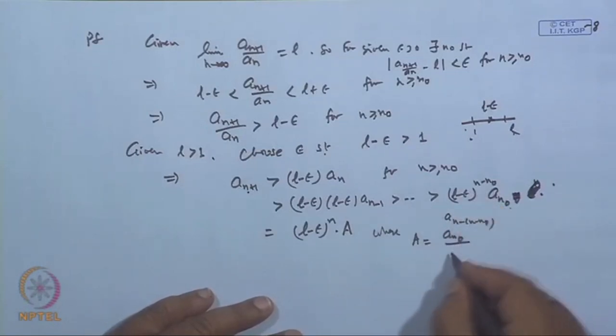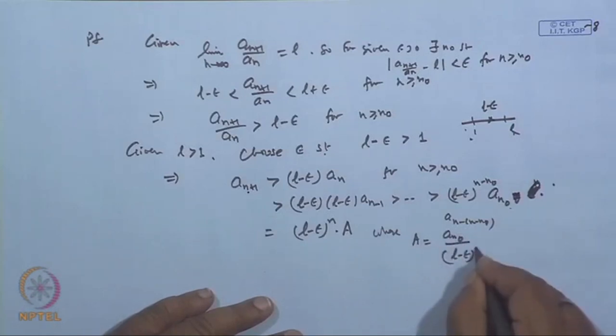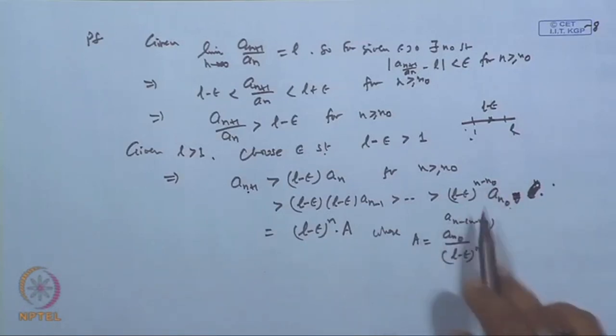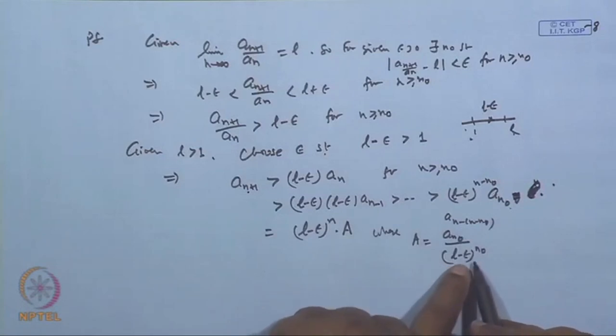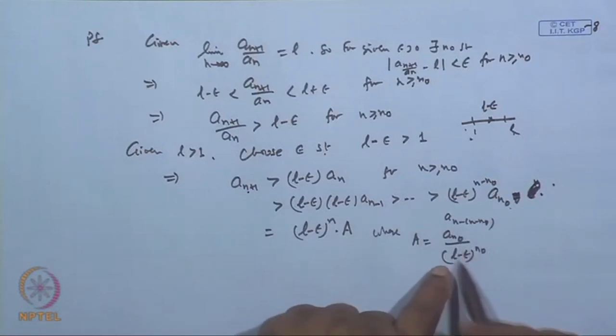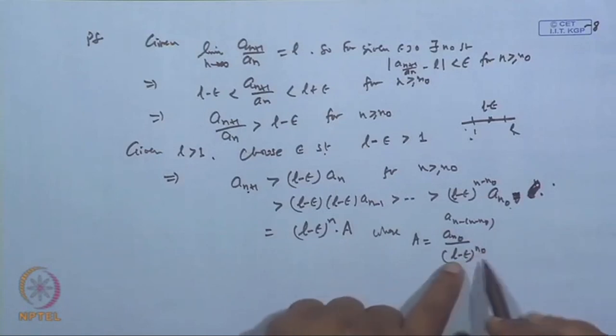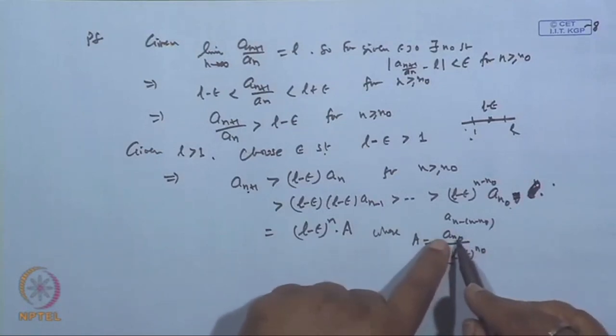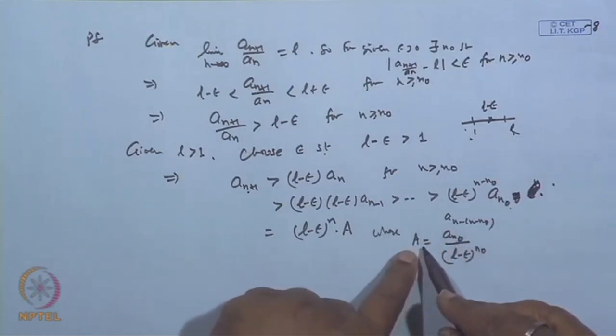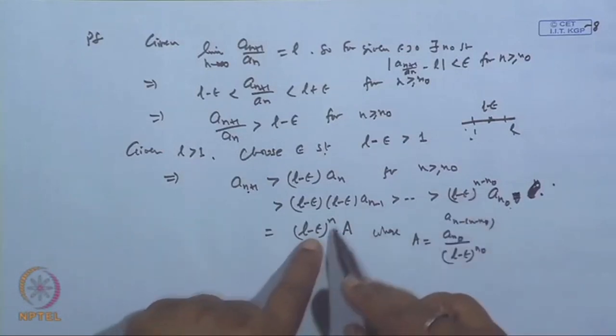A n naught divided by L minus epsilon L n naught. Because L is fixed, epsilon is also fixed. So, L minus epsilon is fixed, n naught is fixed. So, this is a fixed value. So, A n naught is fixed. So, A is fixed.